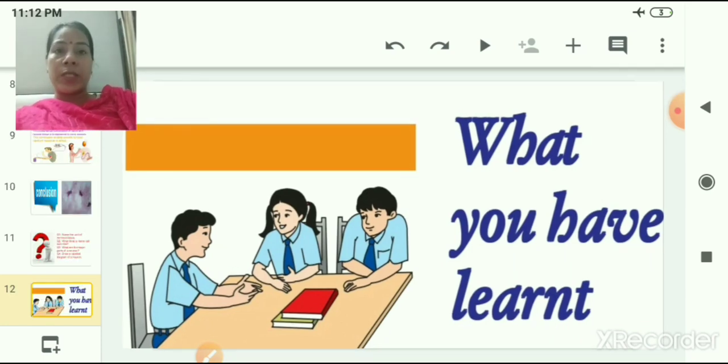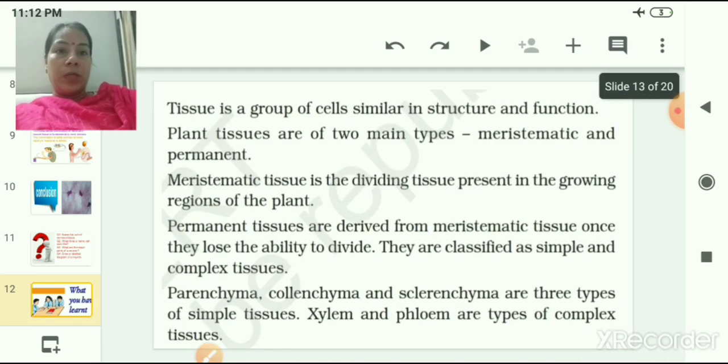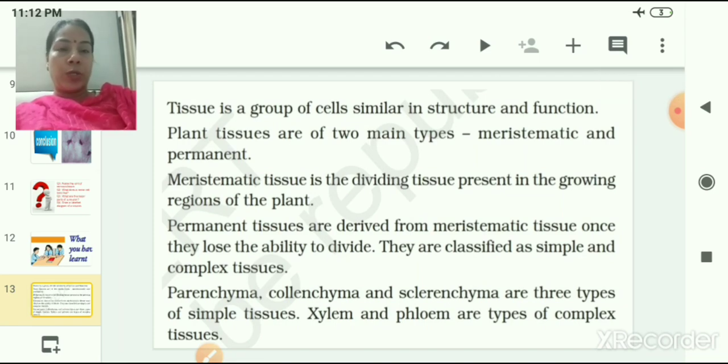Now children, this was the last topic of this chapter. So let us once again go through all the important topics of this chapter. In the beginning of this chapter, we studied tissues, and we learned that a tissue is a group of cells which are similar in structure and function. These tissues are of two types, those present in plants and those present in animals. Plant tissues have different structures because plants have different requirements, and animal tissues have different features and types because they have different requirements.